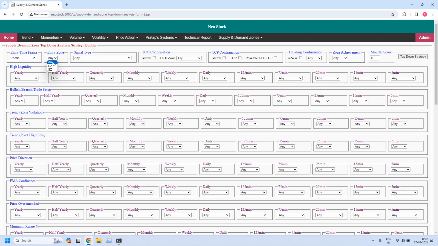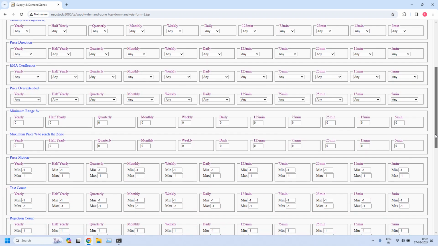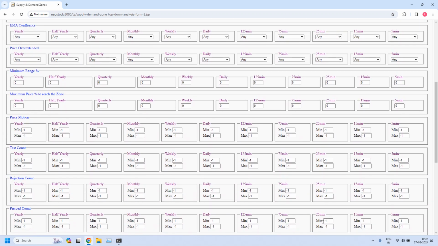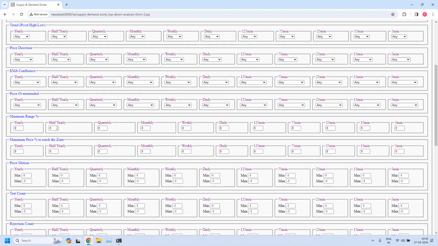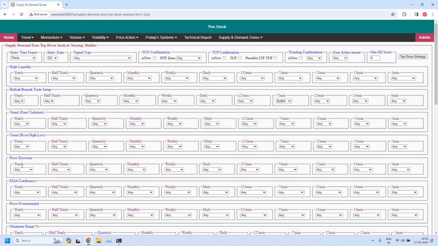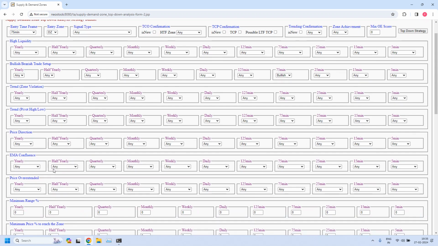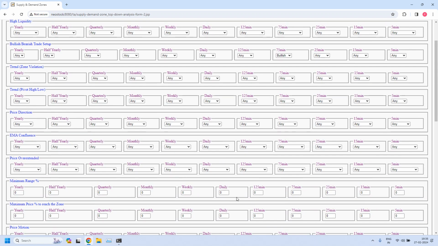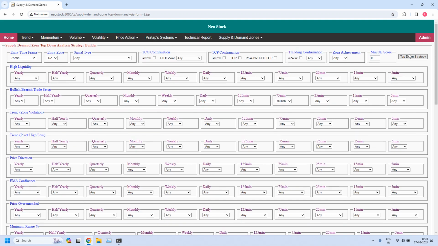So I'm doing it once again, setting the parameters: 75 minutes. And the entry zone should be the demand zone. And in bullish or bearish trade setup, at 75 minutes, I am selecting bullish. I don't want pierced zones, so setting the pierced count at 75 minutes to the value 0. And we want the minimum range percentage at 75 minutes to be 2%. Near we will search later.